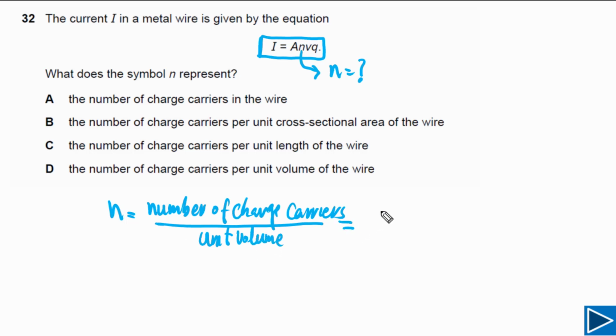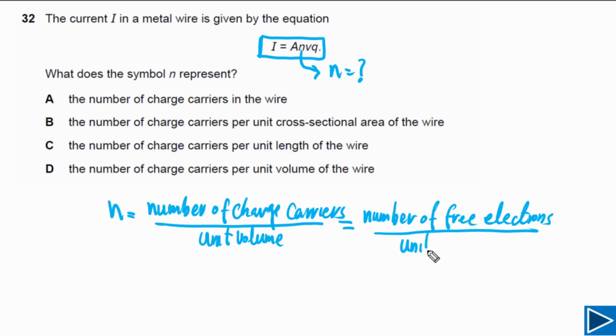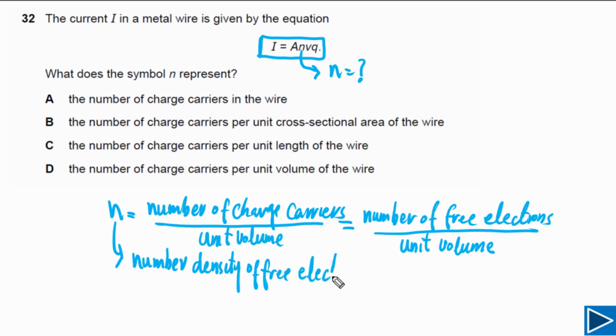The number of charge carriers per unit volume, or simply you can say the number of free electrons per unit volume. So we can also write down this is the number of free electrons, because the charge carriers in a metal are free electrons. We can also say N is the number density of free electrons. Another way to say this is the number density of free electrons. So that's all we need to understand to answer this question.